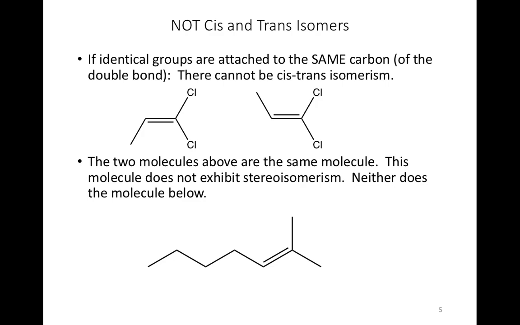If we find ourselves in a situation where I have identical groups on the same carbon, then we don't have cis and trans isomerism, right? So in this case, these two molecules are actually the same, right? If I just flip this one over, I'm going to get this molecule. So no rotation of the bond is required. If I flip the whole molecule, I can go back and forth between these. So these are in fact the same molecule, and so they don't have cis and trans isomers, right? Neither does this one. I've got whatever this is, a butyl group and a hydrogen, right? Because I have two methyl groups here. This molecule does not have cis and trans isomers.